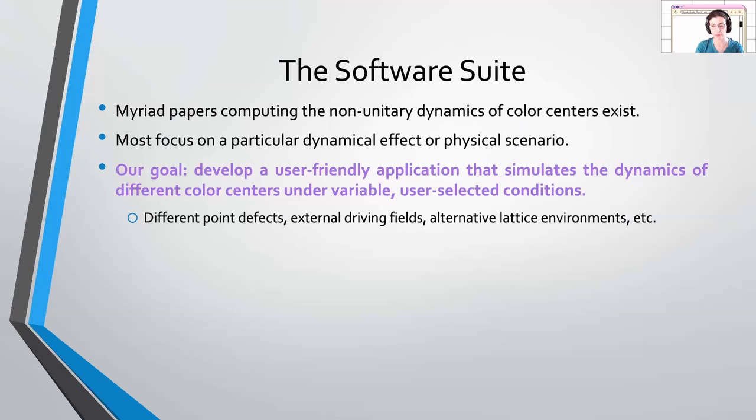Right? There's no software that does it all. So the idea that we had was to develop a user-friendly application that simulates the dynamics of the color center under different conditions, whether they are magnetic, electric field, strain, whatever. And the question was, what if we had different point defects? For example, what if it was a different species other than nitrogen? You could have certain isotopes of carbon, okay? That is also allowed. So what if you had a system where you could just plug and play different components?